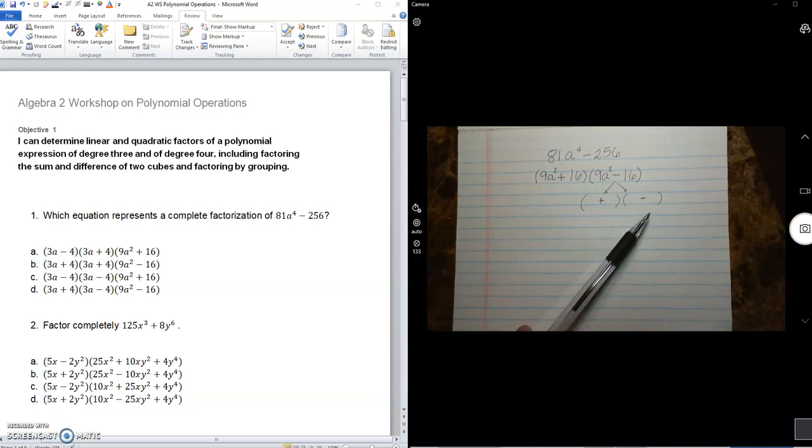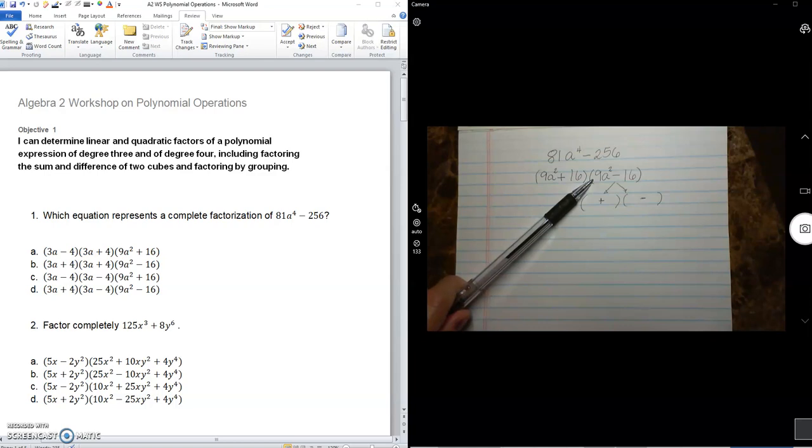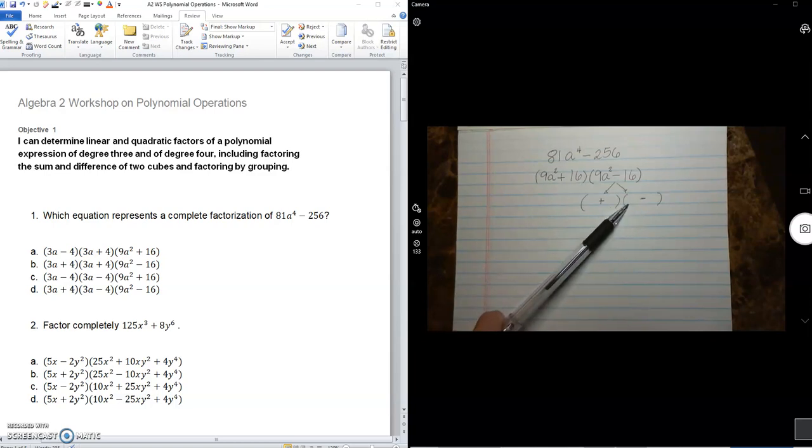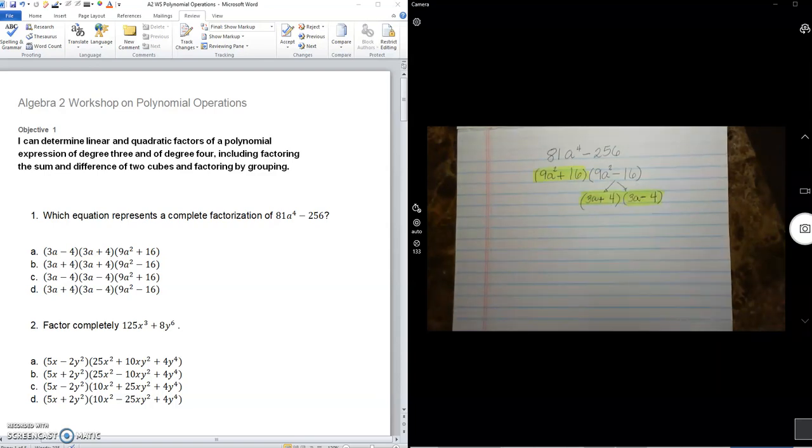Again, prepare two parentheses with one plus and one minus. Get the square root of your first term, which is 3a, and put those there. And then now get the square root of 16, which is 4, and put those there. Those now are your final factors. And so your answer is letter A, and we can use Desmos to check this.